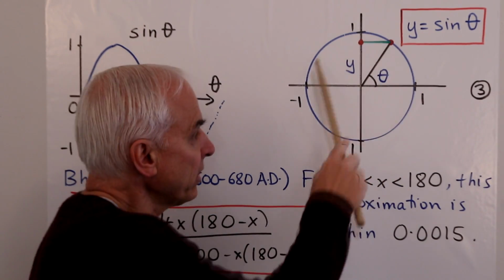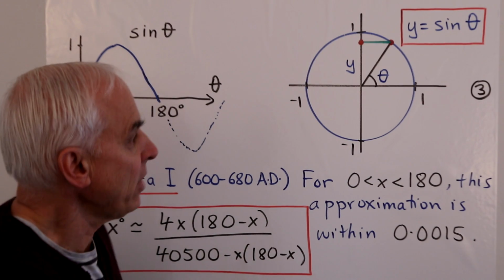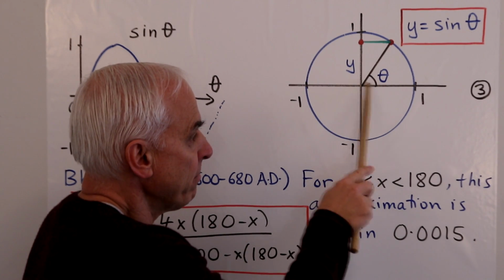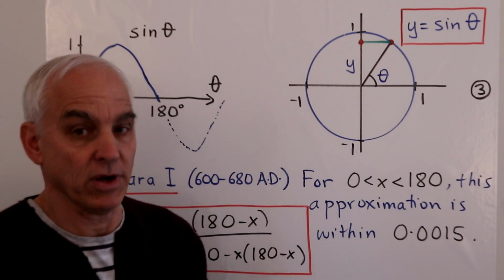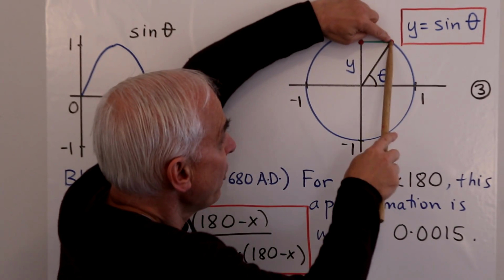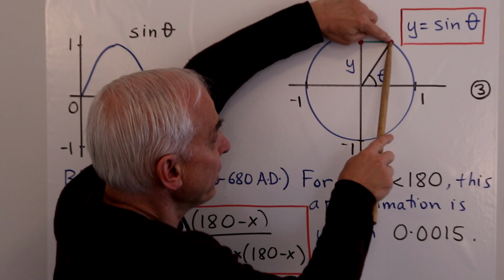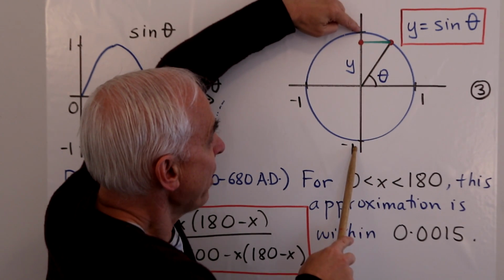Okay, so here's our circle again, and here's our point on the circle, and there's an angle of theta here measured against the positive x-axis, and it's measured in degrees. And we're interested in the y coordinate of that point. Okay, it's a number between -1 and 1.